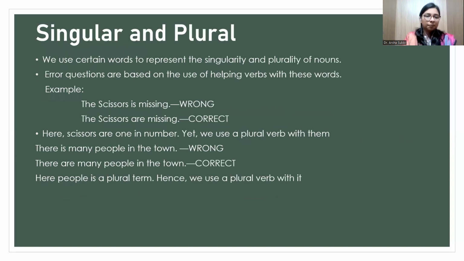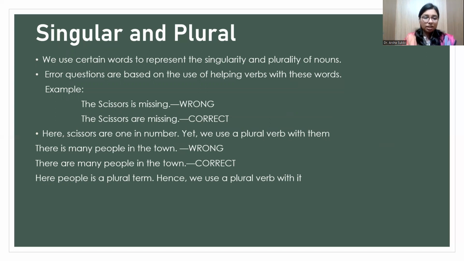So it's an example. Now, singular, plural, what are the mistakes? We use certain words to represent the singularity and plurality of nouns. Error questions are based on the use of helping verbs with these words. For example, "The scissors are missing." "Scissors is missing" is one sentence, and we have "scissors are missing." The correct one is plural because scissors has got two handles, so it has to be "scissors are missing." Here, scissors are one in number, yet we use a plural verb with them.